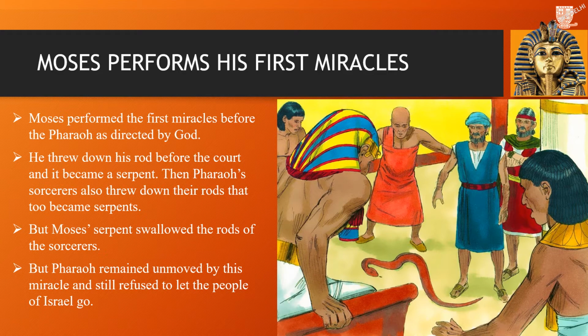Then Pharaoh's sorcerers, that is Pharaoh's magicians who were there in the court, also threw down their rods, and their rods also became serpents. But Moses' serpent swallowed the rods of the other sorcerers. The serpent that Moses had created had more power. And what did it do? It swallowed the other serpents which the magicians of Pharaoh had thrown. But Pharaoh remained unmoved by this miracle, and he still refused to let the people of Israel go.